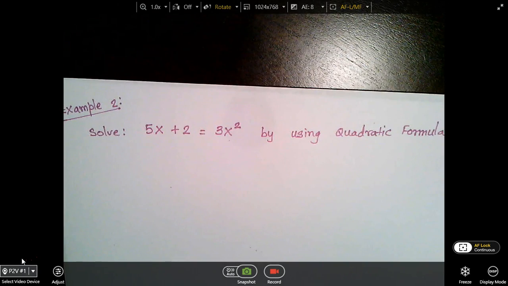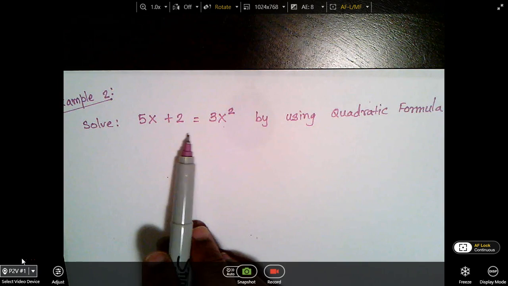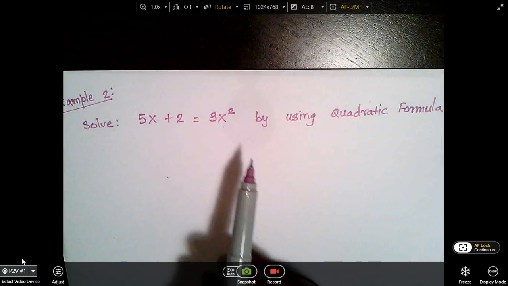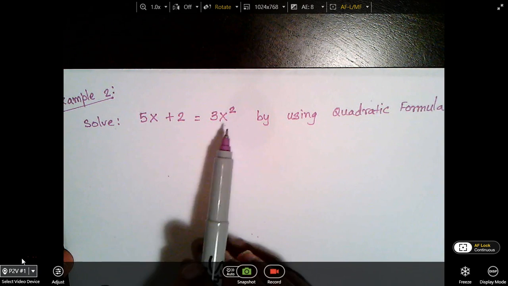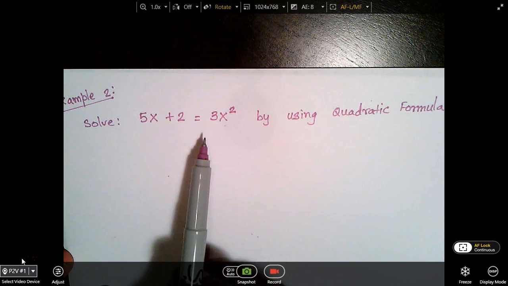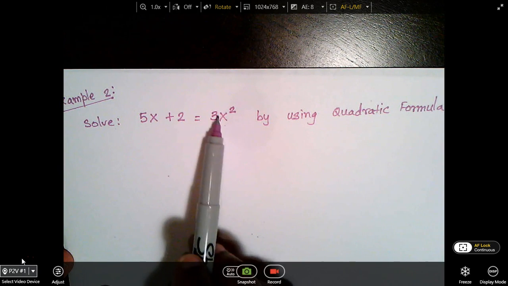So let's take a look at this equation. Solve 5x plus 2 equals 3x squared by using quadratic formula. As you can see, this is not written in standard form. To write it in standard form, I have to set one side to equal to 0. So either I can move the 3x squared over here.